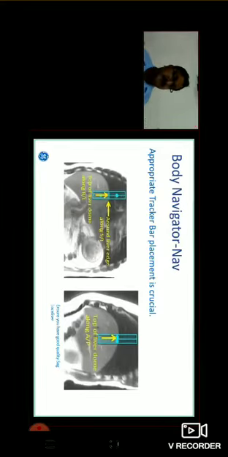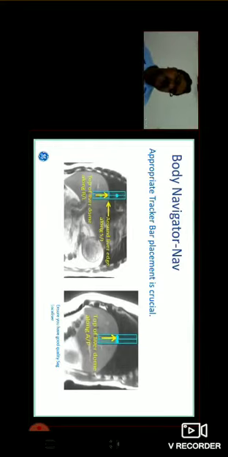Okay, how do you make it? You can use the navigator pulse, or you can check the diaphragmatic movement. The navigator aims at the artifacts. It will synchronize with your acquisition, and it begins to acquire the data once it is in end expiration.